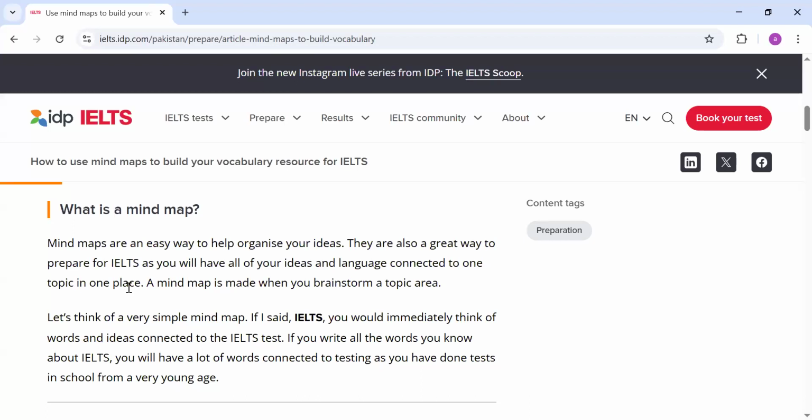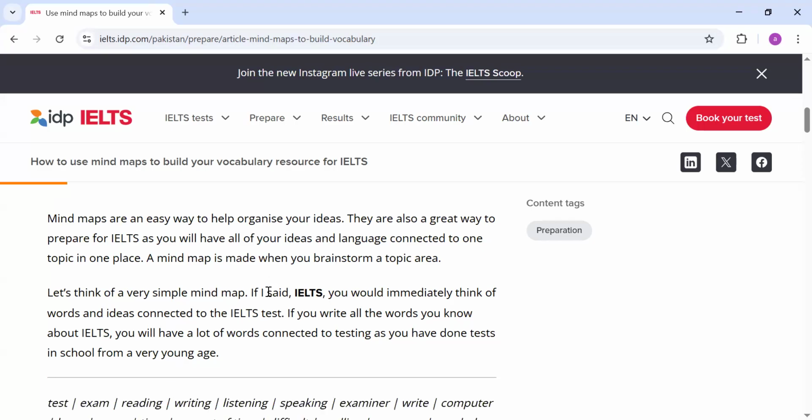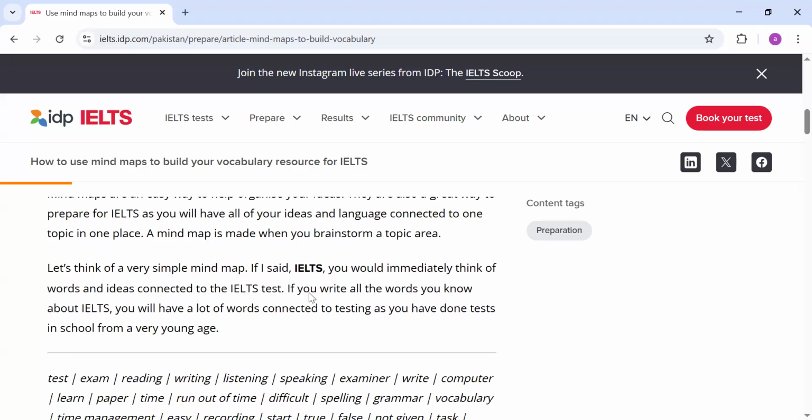You are just going through a variety of topics, and there is a high chance you will forget all those words even in the exam when you are stressed. Let's think of a simple mind map. If someone names this word, what is this exam, it means a variety of words will definitely come to your mind.